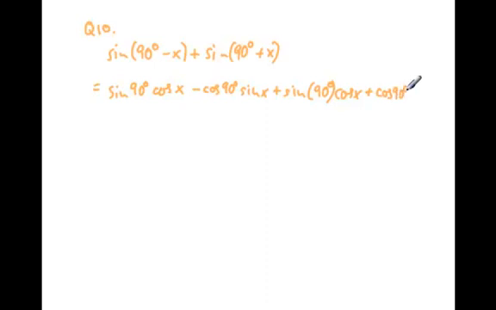cosine 90 degrees, sine x, and therefore, of course, this is a 1 here, so that's a cosine x. This one here is a 0, and this one here is a 1, so it's plus cosine x. And this one again is a 0, so I'm going to come up with 2 cosine x.